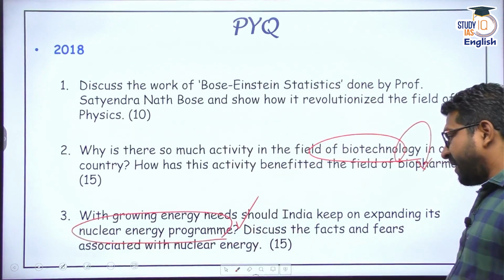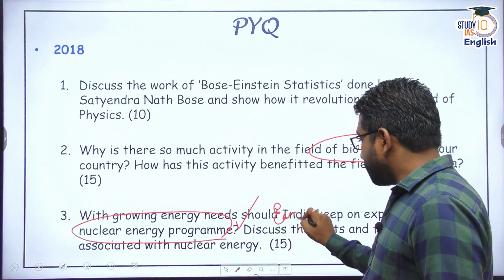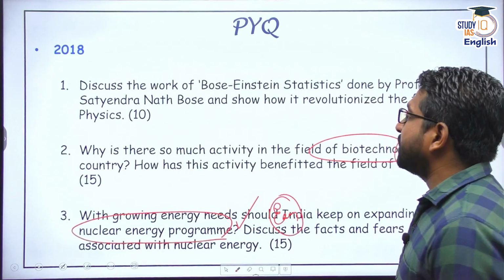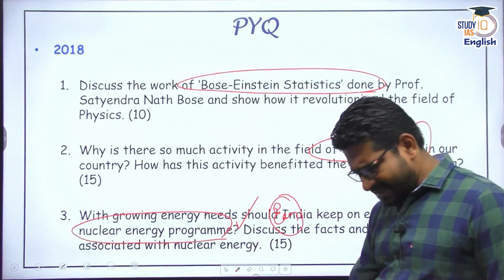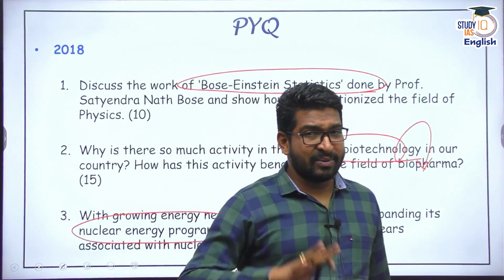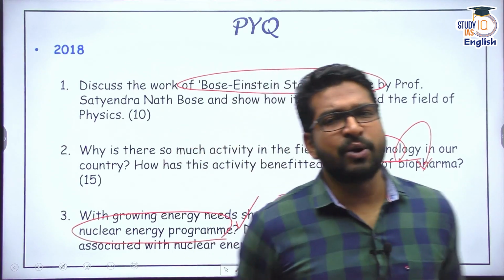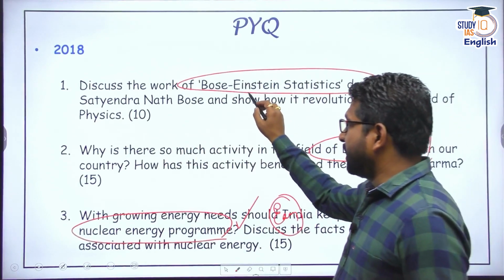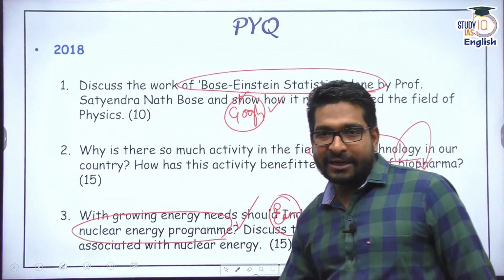What are the facts and fears about nuclear energy? I would say a freebie or a very easy question to attempt. One question which people found tricky in 2018 was this: Bose-Einstein statistics and how did it revolutionize the field of physics? The information about Bose-Einstein statistics is given in the NCERT basic book, but to attempt this answer you need a little bit of knowledge about how it has impacted the field of physics, right? So I can say this was a googly kind of a question in 2018.